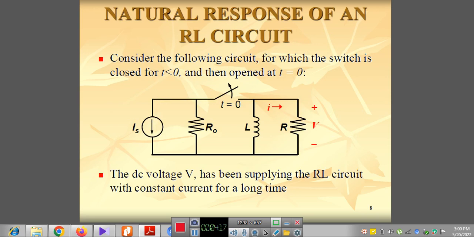Consider the following circuit, for which the switch is closed for t less than 0 and then opened at t equal to 0. The DC voltage V has been supplying the RL circuit with a constant current for a long time. Here the circuit has a source, an output resistance, and then a resistor and inductor. The circuit is closed, and the voltage supply passes a constant current for a long time.